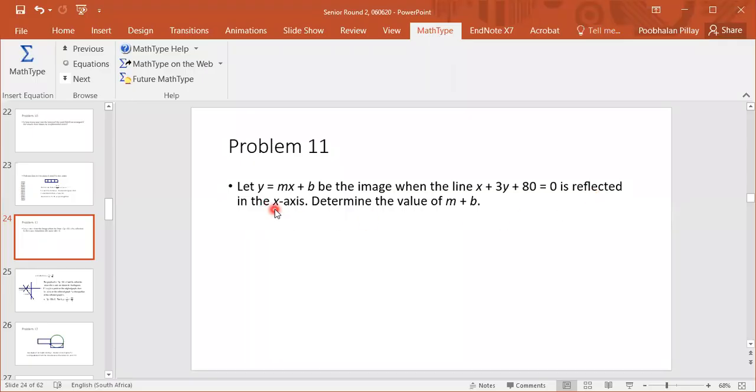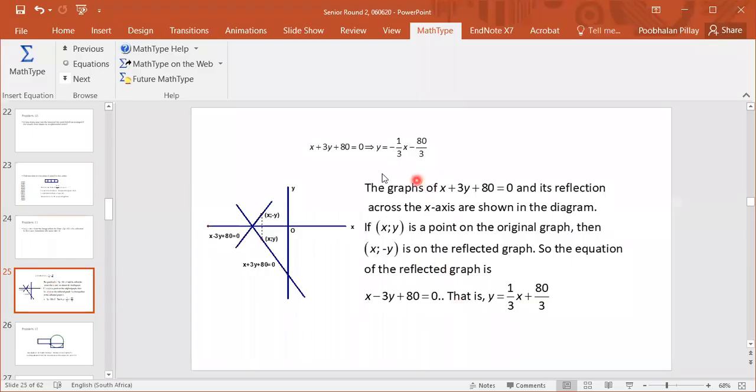The meaning of that is the x-axis now becomes like a mirror, and each point on this line is looking into that mirror and seeing where the image is. It will be on the other side of the mirror, the image. That will be your reflected line. So let's look at this picture here, and you will see. This is the original line, x plus 3y equals 80.